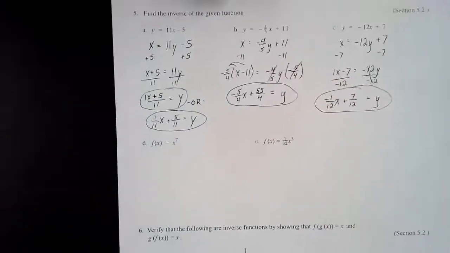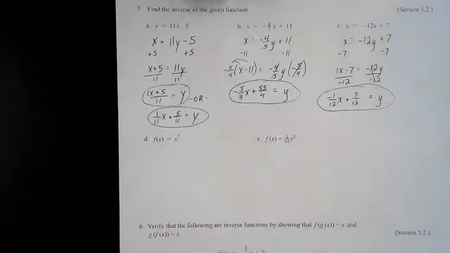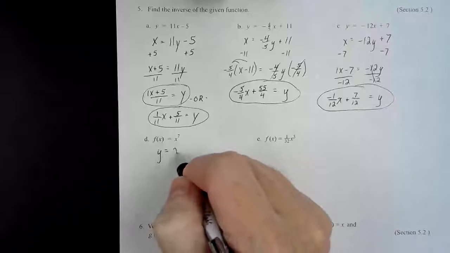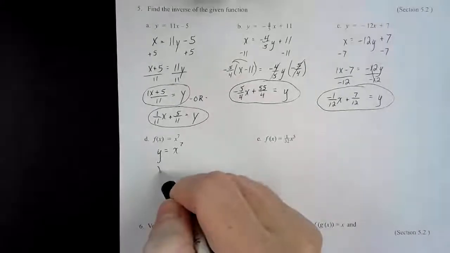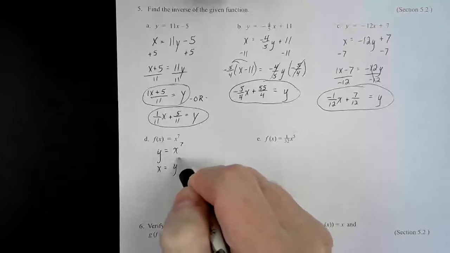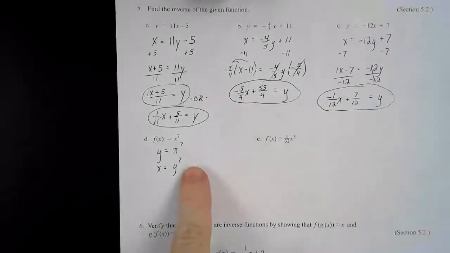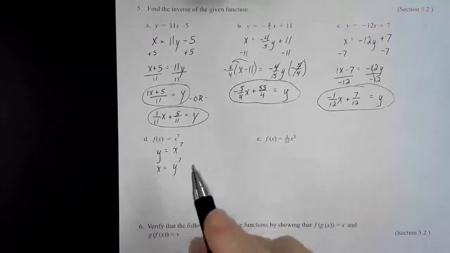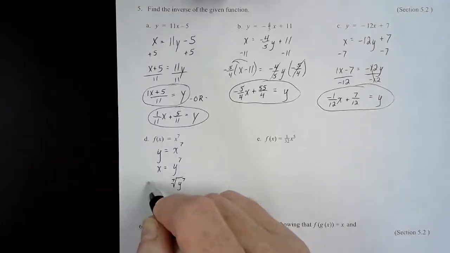Letter D. So this was the bottom of 5.2, the power functions. So f of x just means y. And now I'm swapping the two letters. So x equals y to the 7th. And to undo a power, you use the radical. Take a root. So 7th power and 7th root are inverses. So I'm going to take the 7th root of both sides.